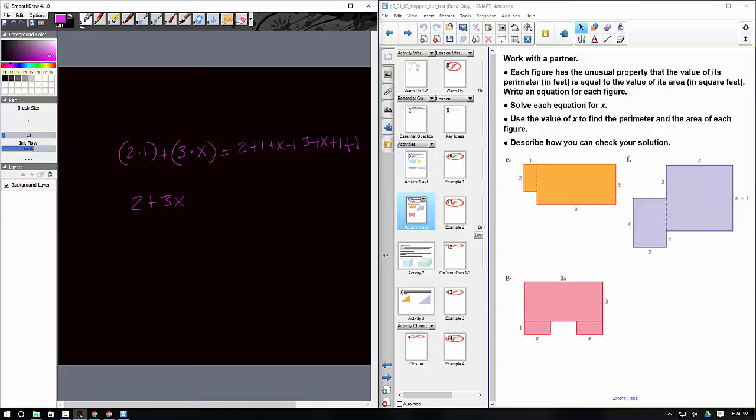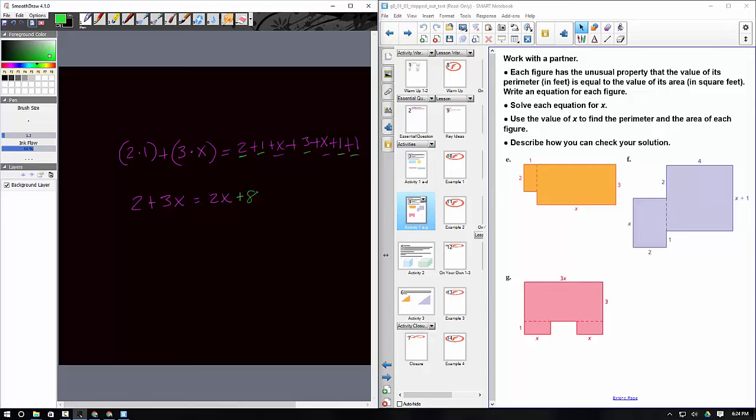3x equals, and now I have to add all these, so I'm going to add all the x terms together. So I have 2x, and then add all of the numbers together. So I have 2, 1, 3, 1, and 1. So that'd be 3, 6, 7, 8. So 2x plus 8.